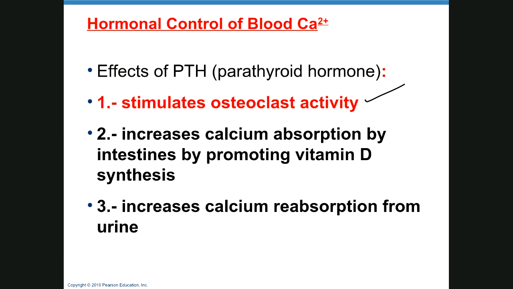PTH is also going to promote the production of vitamin D so that we get more calcium from foods. It's also going to prevent the loss of calcium through the kidneys via urine. So it's going to take calcium that has been filtered out of the blood into the urine and put it back into the blood. All these three processes are going to increase blood calcium levels.